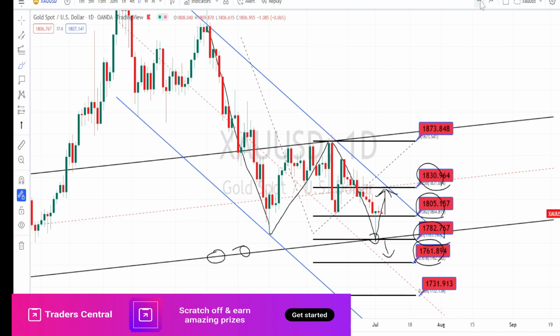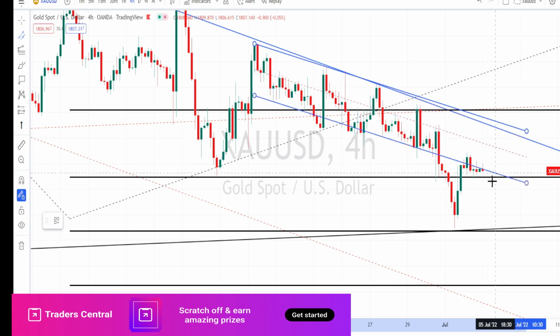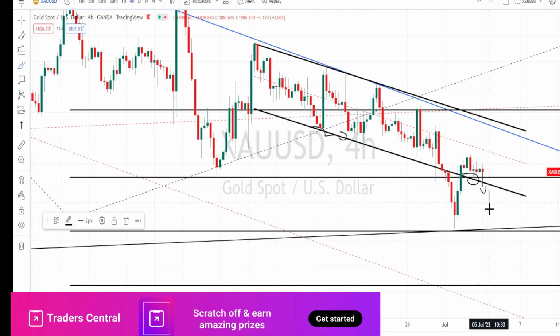Let us do the analysis in the 4 hours time frame. I am in the 4 hours time frame. In the 4 hours time frame also we are clearly noticing the price action trend on a bearish channel pattern. Currently we have noticed the price action take support on this bearish channel pattern support line or the trend line. Wait for the price action to break this support line in order to take trades on the bearish side.